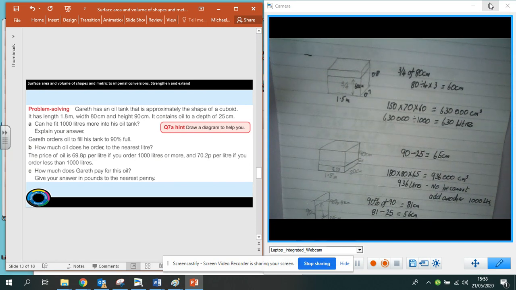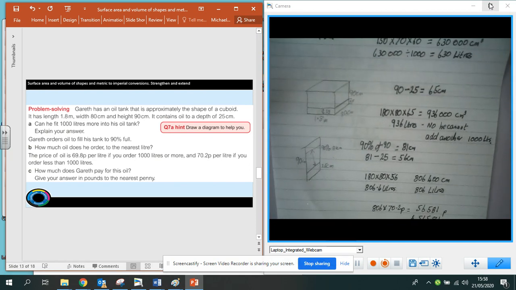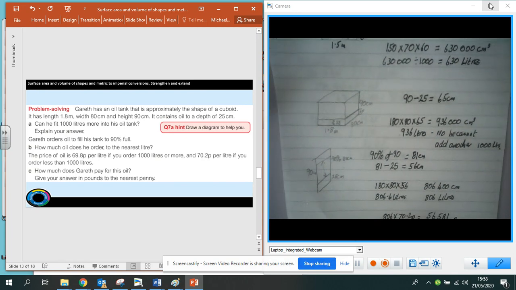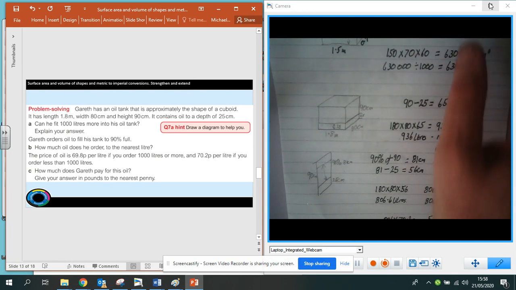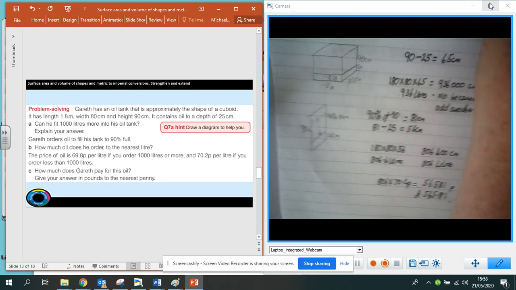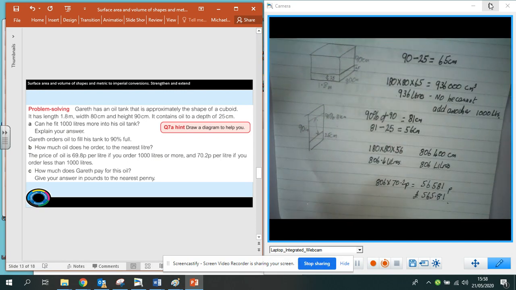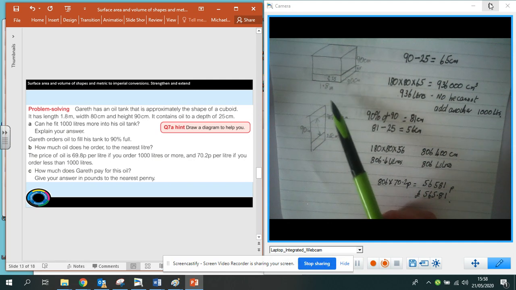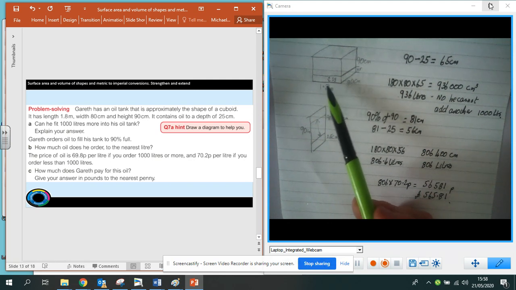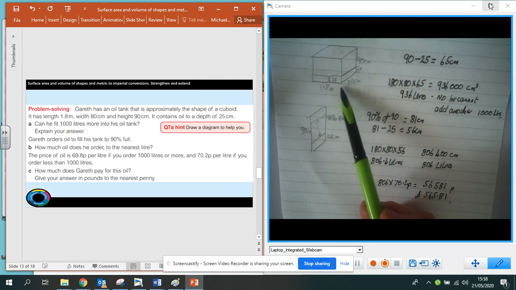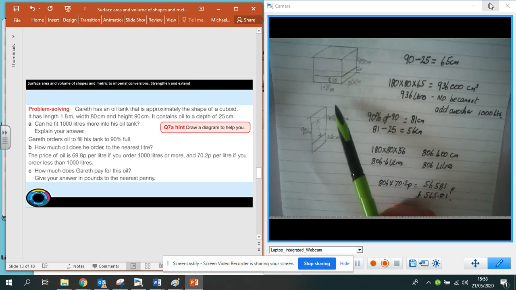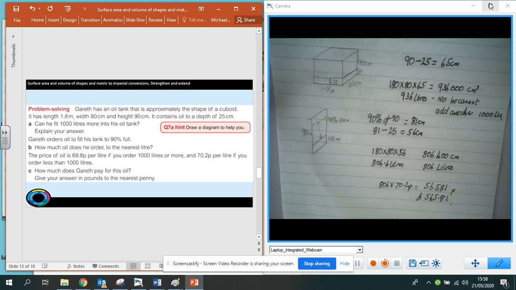Okay, now here there is quite a lot of writing. It took me a fair old while to explain this one, and that's okay. Sometimes questions do take some time. Don't be put off by it. The first thing that I did was I drew my diagram. So I've got 1.8 meters by 80 centimeters by 90 centimeters, which is the size of the tank.